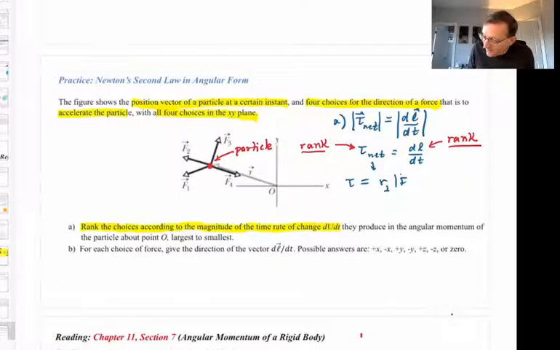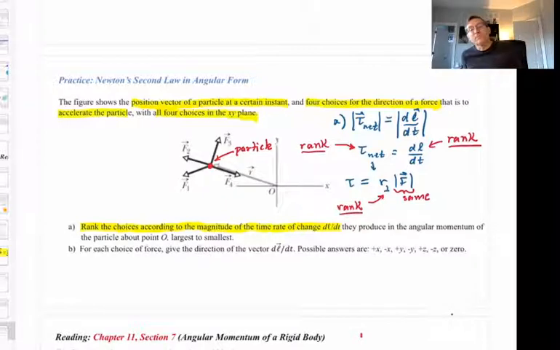I contend that with a picture, in this case, that's the easiest form for thinking about magnitude of torque. Moment arm times magnitude of force. Remember, all 4 of those forces have the same magnitude. So what I have to do now, I've boiled it all down to ranking the moment arms for the 4 forces, because that's going to enable me to rank tau, and that's the same as ranking dL/dt, rate of change of angular momentum.